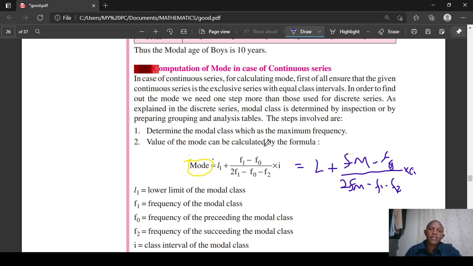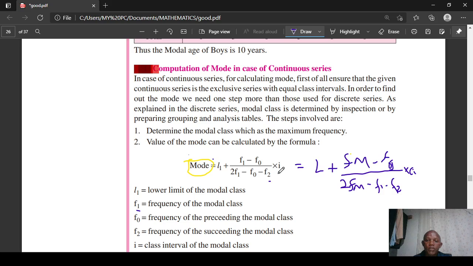Now in our case here we are saying F1 is the frequency of the modal class. F0 is the frequency preceding the modal class, the one coming before the modal class. And F2 is the frequency following the modal class. I is the class interval of the modal class.